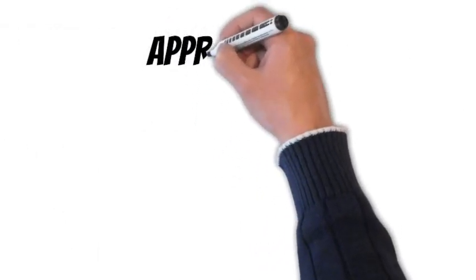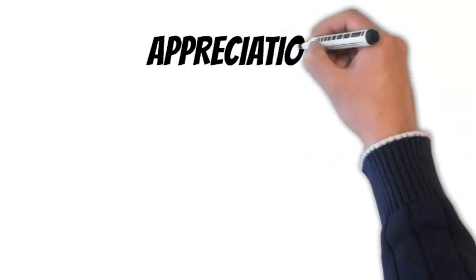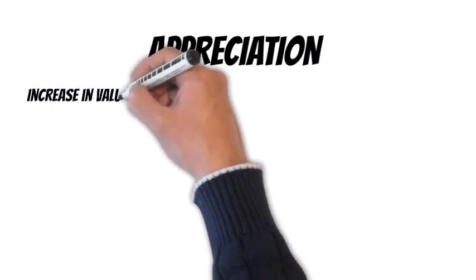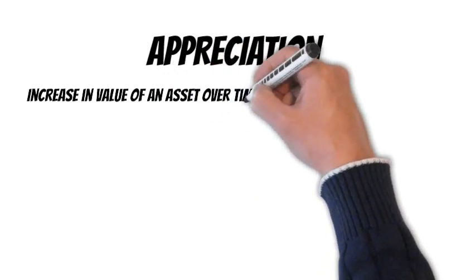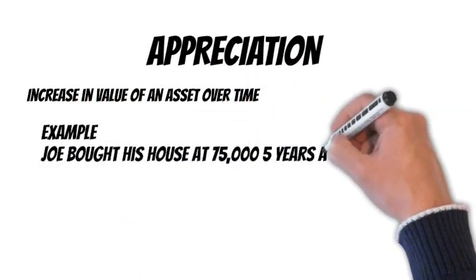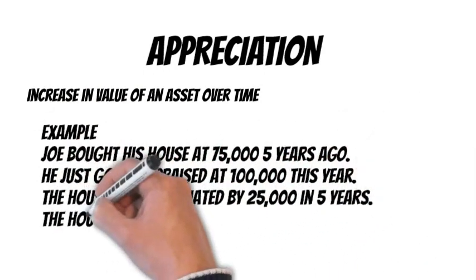Next term is appreciation. This is basically an increase in value of an asset over time. For an example, Joe bought his house at $75,000 5 years ago. He just got it appraised recently at $100,000 this year. The house has appreciated by $25,000 in 5 years. It also means that every year it went up by $5,000 a year.